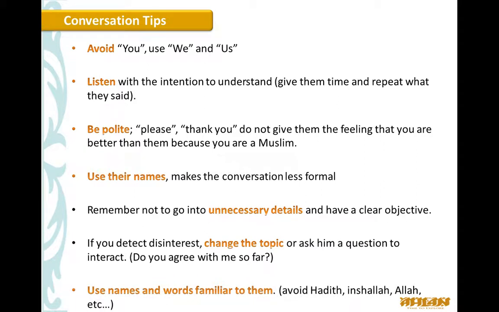Very important not to use words that are not familiar to them. Don't say inshallah, don't say subhanallah, don't say Allah, because they don't know these names. They are familiar with us Muslims, but not with them. Concerning the word Allah, can I say Allah or not? If you want to say Allah, you need to explain first that this is the name of God. But I prefer that you say God, in order not to go into unnecessary questions and details. Just say God and don't use the word Allah.